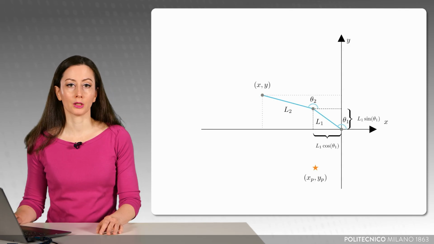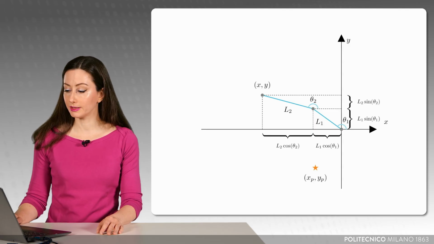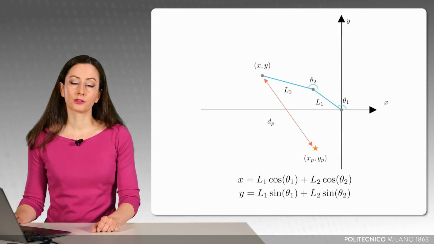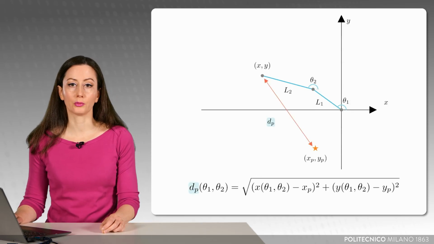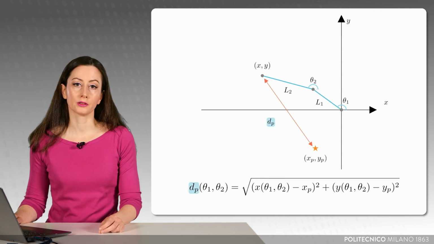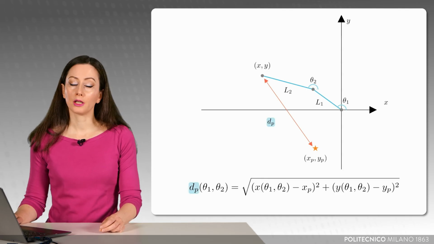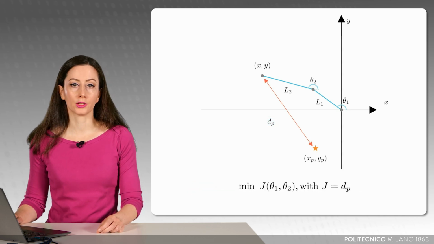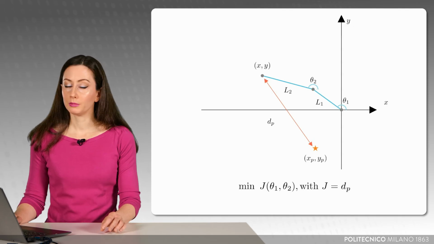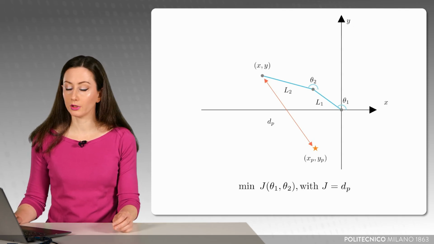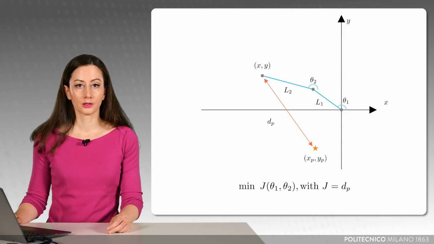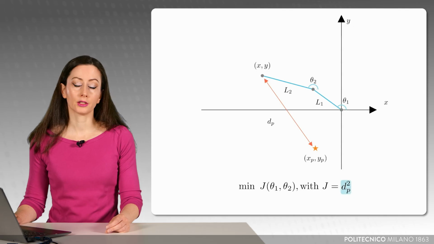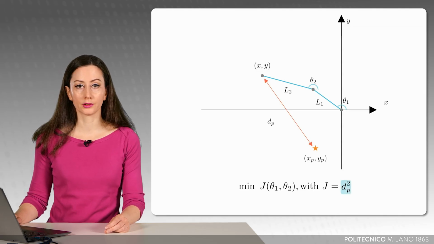Using some trigonometry, we can project the arms on the x and y axis, obtaining these expressions for the tip position. Now let us write the distance between the tip and the target point xp, yp in terms of the angles θ1 and θ2. We are now ready to formulate the minimization problem. We want to find the joint angles θ1 and θ2 that minimize the distance dp, positioning the tip closest to the desired target. Equivalently, we can also minimize the square of this distance, setting the cost function J equal to dp squared.